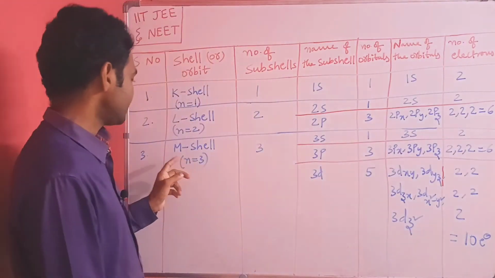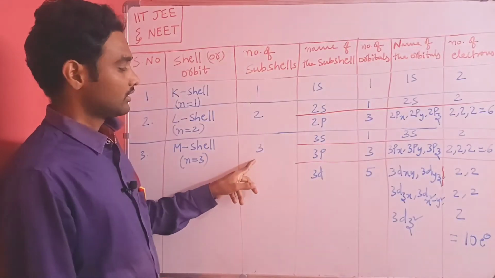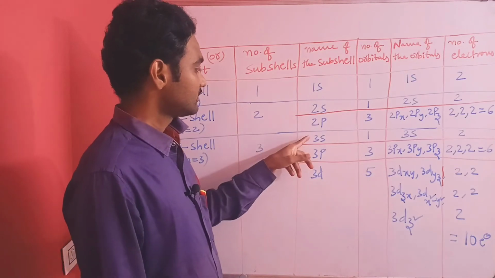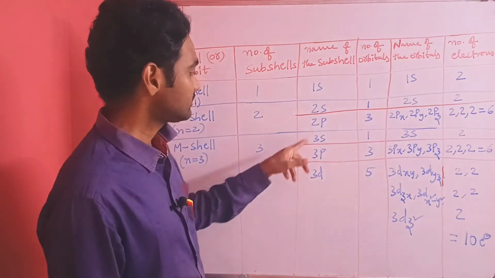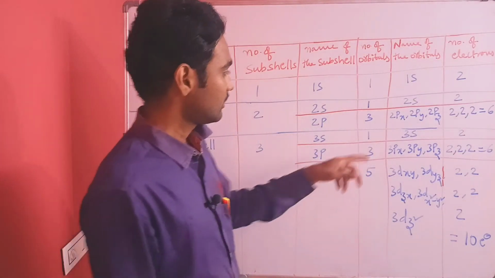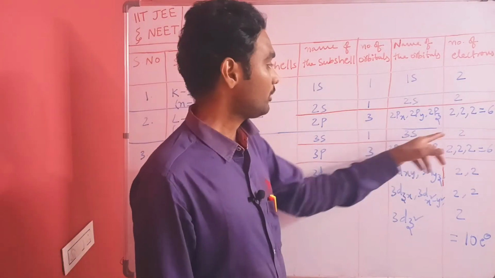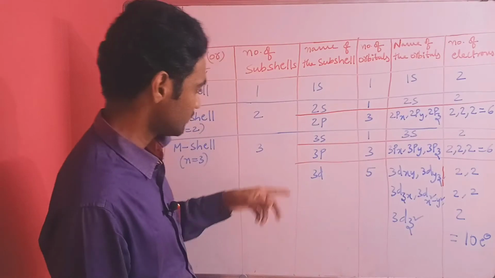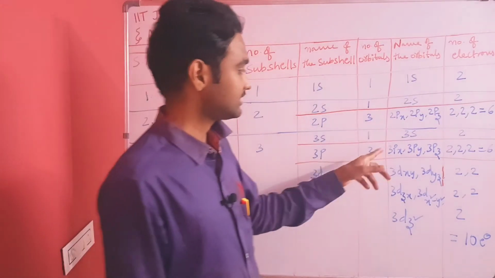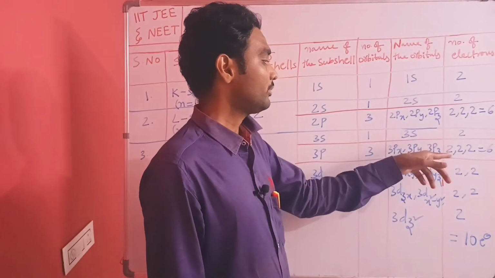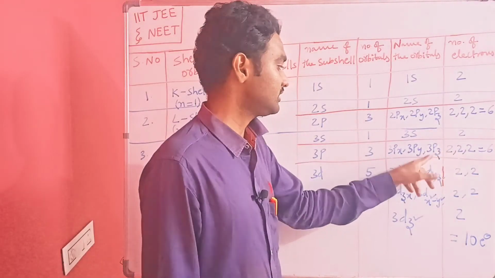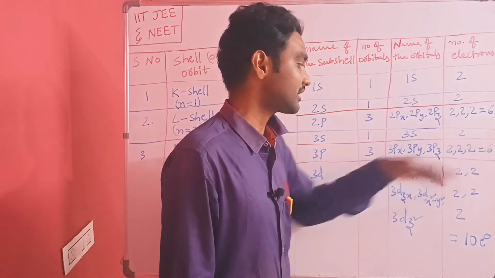Next, M shell, n is equal to 3. Here how many subshells are there? 3 subshells: 3s, 3p, 3d. Now in 3s subshell how many orbitals are there? 1 orbital, the 3s orbital. 2 electrons can fill. Now in 3p subshell how many orbitals are there? 3 orbitals: 3px, 3py, 3pz. In 3px 2 electrons can fill, in 3py 2 electrons can fill, in 3pz 2 electrons can fill. Total 6 electrons can fill.